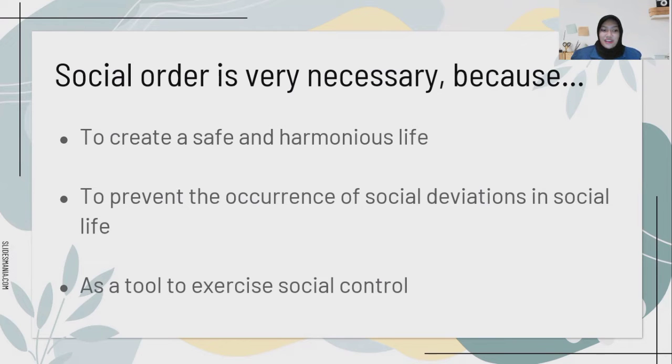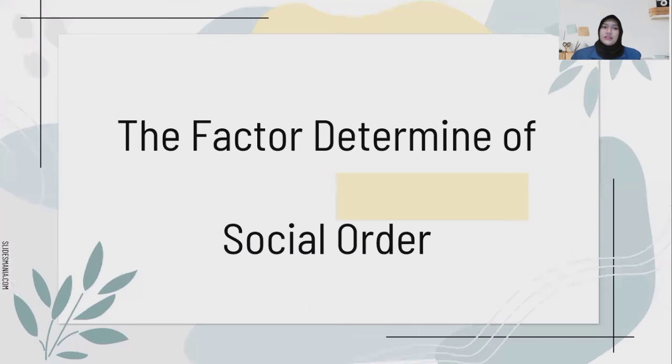As I mentioned earlier, social order is something that has a tremendous impact on the sustainability of life. Therefore, social order is very, very important to be implemented. That's all I want to say about why social order is so necessary. So let's move on to the determinant factors of social order.